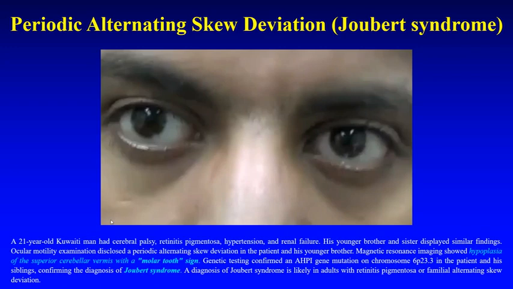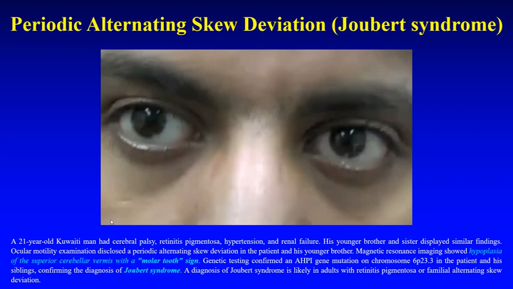This is a 21-year-old Kuwaiti man who had cerebral palsy, retinitis pigmentosa, hypertension and renal failure. His younger brother and sister displayed similar findings. Ocular motility examination disclosed periodic alternating skew deviation in the patient and his younger brother. Magnetic resonance imaging showed hypoplasia of the superior cerebellar vermis with molar tooth sign.